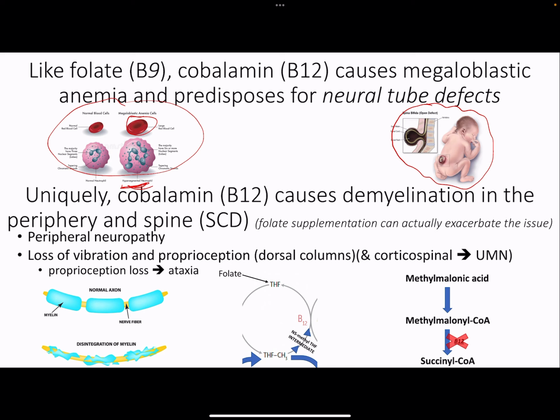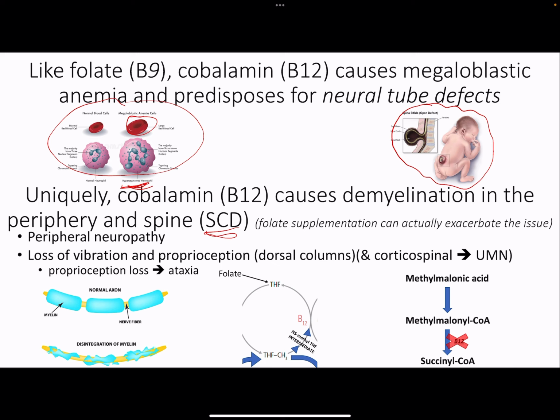So what's unique to B12 that we don't see in folate is that we have demyelination. And again, that's because remember that we're making choline, which is in myelin, and so that's the link. It can be in the periphery, so like the fingers and toes, but also in the spine. And when it's in the spine, there's a fancy term called subacute combined degeneration, which just means your spinal cord is going to be demyelinated, which is problematic.